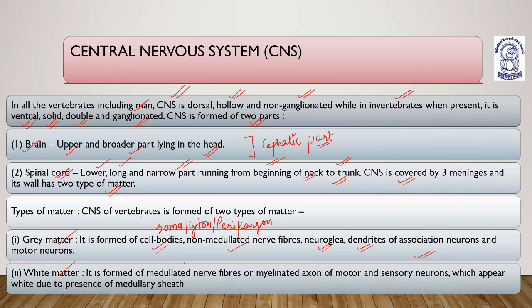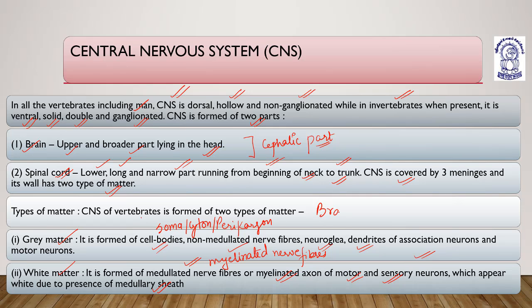White matter is formed of medulated or myelinated nerve fibers, or myelinated axons of motor and sensory neurons. It doesn't include the dendrites of association neurons and motor neurons. It includes the axonal part, which appears white due to the presence of the medullary sheath or myelin sheath. So gray matter and white matter are the two types of matter present in the CNS of vertebrates.